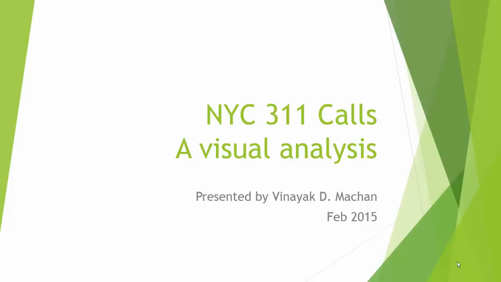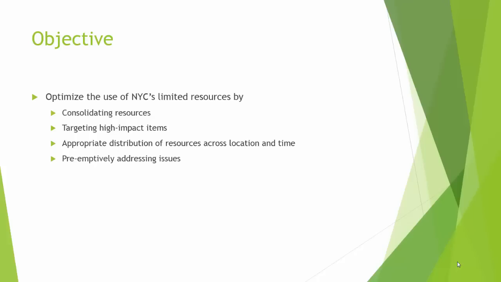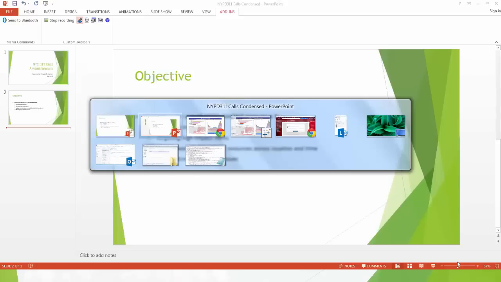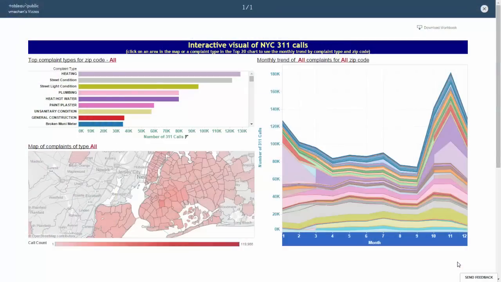This is a guide to visually analyzing 311 calls received by New York City Authority. The goal of this visual analysis is to help NYC optimize its resources by consolidating them, targeting high impact items, and appropriate distribution of them, and hopefully preemptively addressing the issues. So having said that, we'll jump right into the interactive visualization.